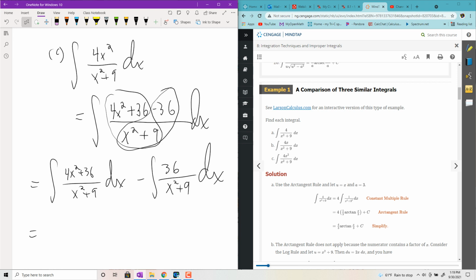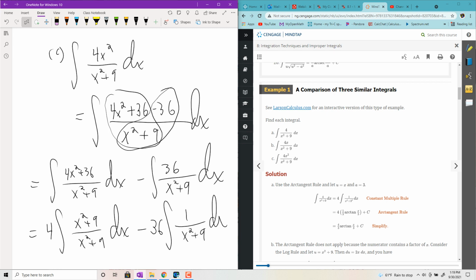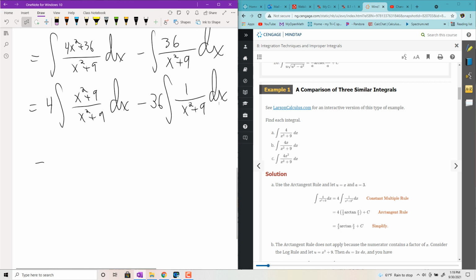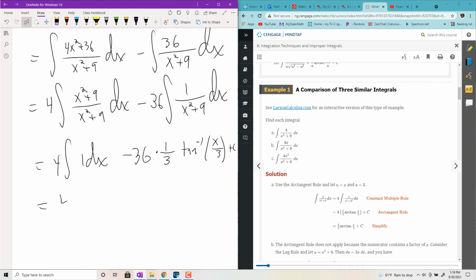So the first guy, you could factor a 4 out of the numerator. You'd be left with the x squared plus 9, and you get a nice little cancellation. Then you could factor the 36 out of the second integral. You get 1 all over x squared plus 9. That's just an inverse tan. So the first integral is 1 dx, and then the second integral, negative 36 times 1 all over a. In this case, a is 3. Tan inverse of x all over a plus the constant. And then the integral of 1 is just x, so you get 4x minus 12 tan inverse of x over 3 plus c.